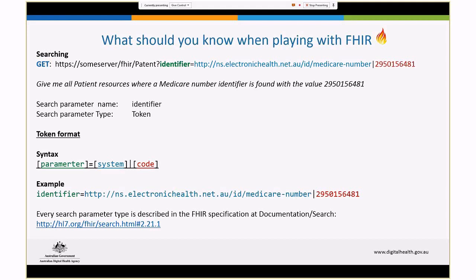And that token has a format, and you can see the syntax down the bottom. So in green, the parameter would be identifier. The system would be the system for the identifier I'm trying to find. So in our case, that's this nselectronichealth.net.au ID Medicare number, and that will be different depending on what type of identifier you're looking for. And then the code at the end, or in this case, the identifier, the actual value. So there's our example down the bottom. And down the bottom there's the link to the search page in FHIR. It was one of those 3 that I told you at the beginning to read about, and that will tell you in detail about all of the 8 different search parameter types.